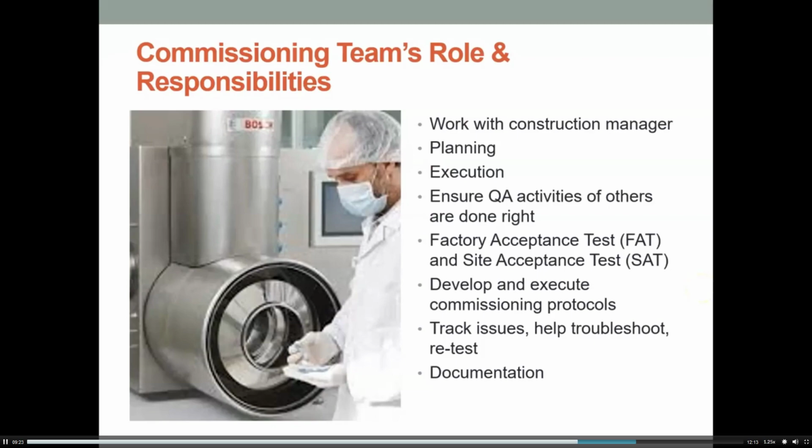The commissioning team is responsible for making sure that the QA activities of others are done right, because you would probably be dealing with suppliers who may or may not be used to working in GMP environments, so you may need oversight on what they're doing to make sure that they're compliant with your procedures. The factory acceptance test and the site acceptance test would need to be run, and develop and execute commissioning protocols if they're required. Track issues and help troubleshoot, and retest parts of the process if needed.